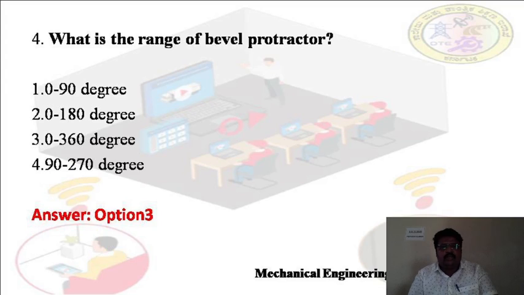Next is the fourth question. What is the range of a bevel protractor? Is it 0 to 90 degrees? Is it 0 to 180 degrees? Is it 0 to 360 degrees? Or is it 90 to 270 degrees? The correct answer is option number 3, that is 0 to 360 degrees.